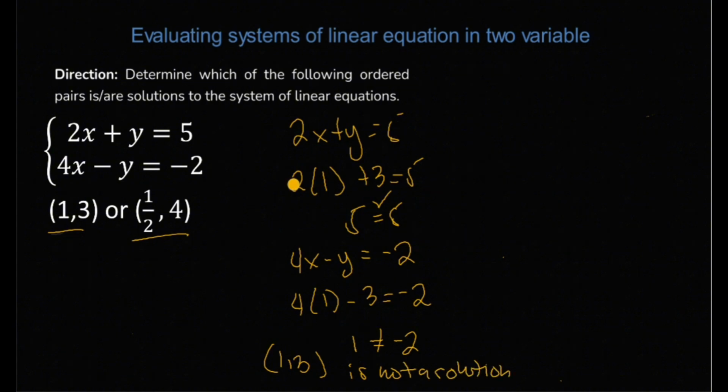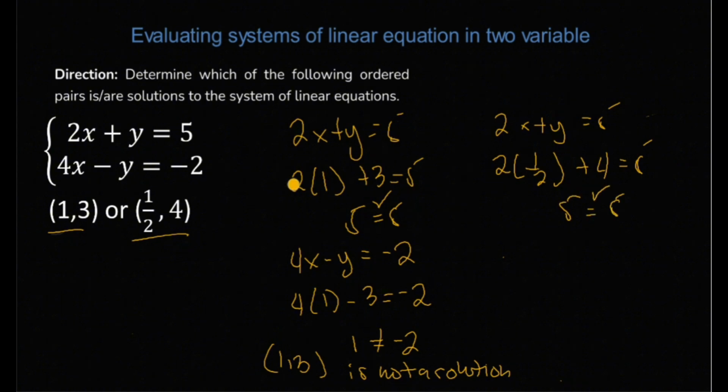Now, let's go ahead and try the second point, (1/2, 4). Same process, so we have 2x plus y is equal to 5. So 2 times 1/2 plus 4 is equal to 5. So 2 times 1 is 2, divided by 2 is 1. Plus 4 is 5, is equal to 5, which is true.